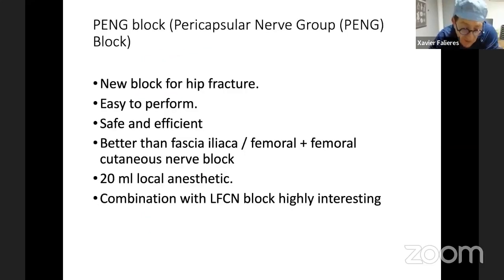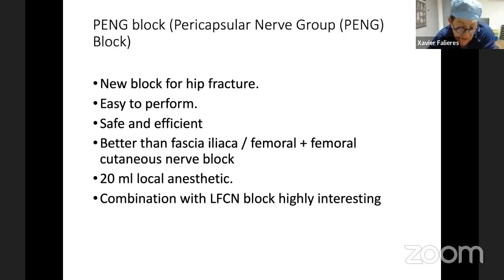Now, I would like to speak about the PENG block. The PENG block is described by Dr. Peng, that's his name, but it also stands for pericapsular nerve group block. It's a very, very interesting block. I give it a lot here, but it's only with ultrasound guided. In hip fracture, trauma, it will give, I would say within 15 to 20 minutes, a very good pain relief. It's quite easy to perform. It's very safe. It's much better compared to the fascia iliaca block and the femoral cutaneous nerve block.